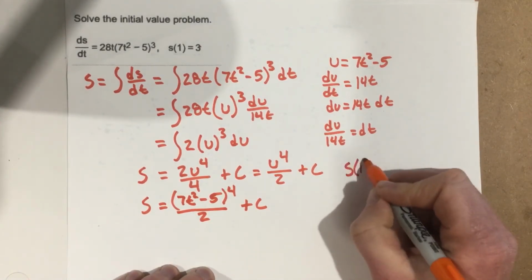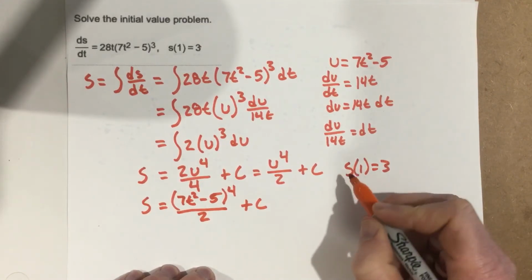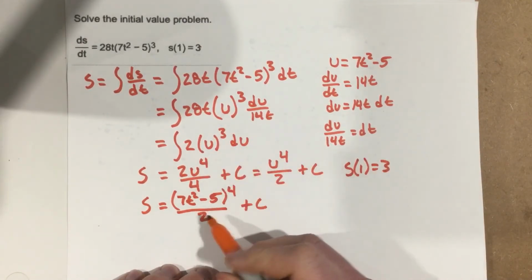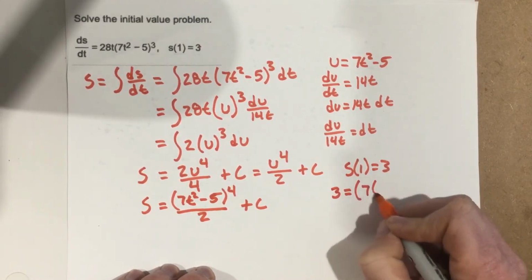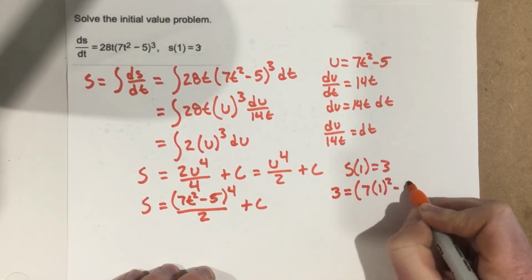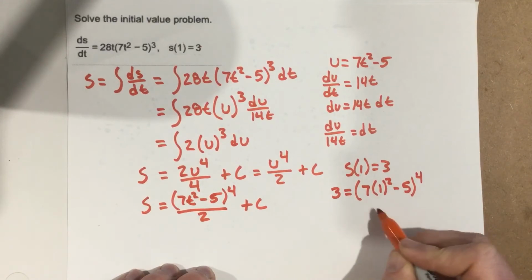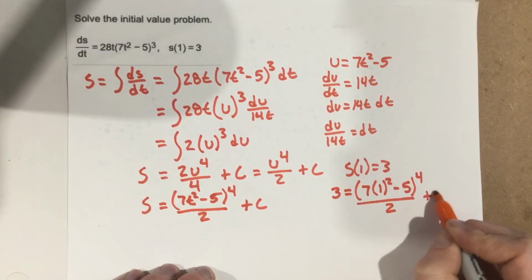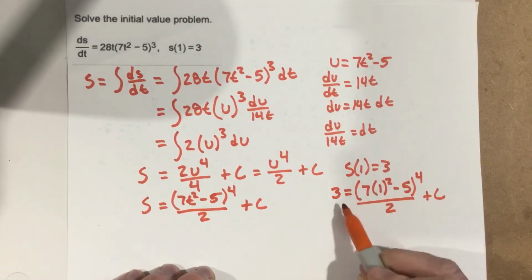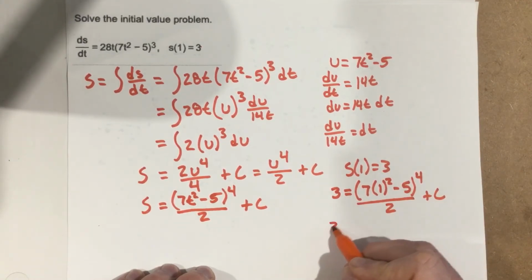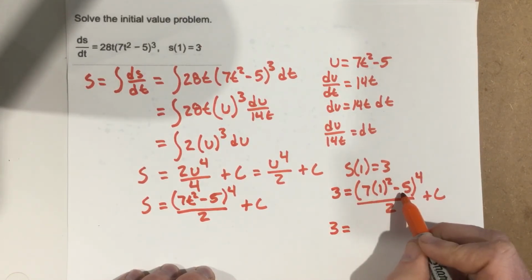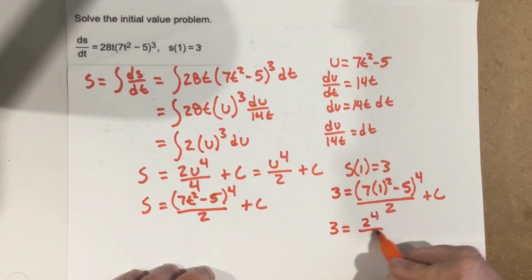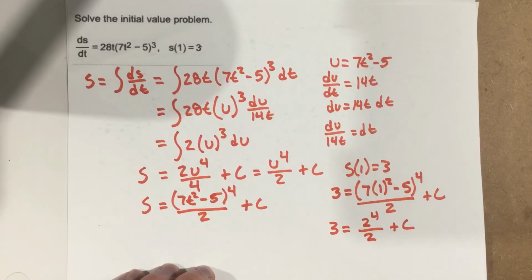So we're going to say s of 1 equals 3 here, and we're going to plug in 3 for s, so 3 equals (7 times 1 squared minus 5) to the 4th over 2 plus c. So you can see we plugged in the 1 and we knew we were going to get a 3 here. So this is 3 equals, 1 squared is 1, so we get 7 minus 5, which we know is 2. So this is 2 to the 4th over 2 plus c. 2 to the 4th is 16. Divided by 2, that's 8.